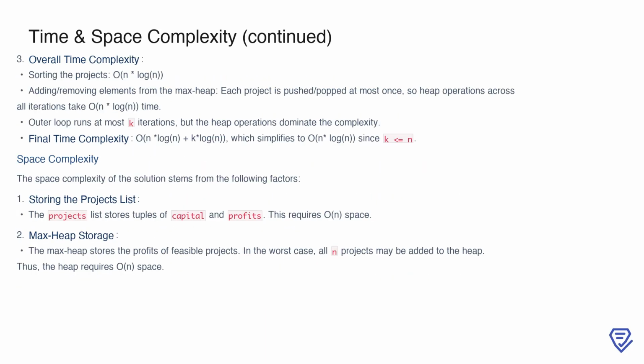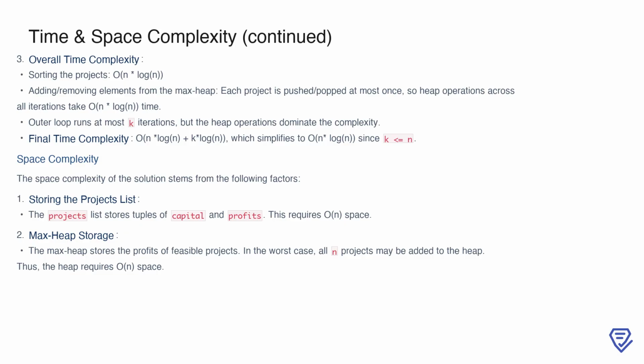Now, let's combine these components to determine the overall time complexity. Sorting the projects list requires n*log n, and the heap operations, where each project is pushed or popped at most once, collectively take n*log n. While the outer loop runs up to k iterations, the dominating factor remains the sorting and heap operations. As a result, the total time complexity is n*log n plus k*log n. Since k cannot exceed n, this simplifies to n*log n.